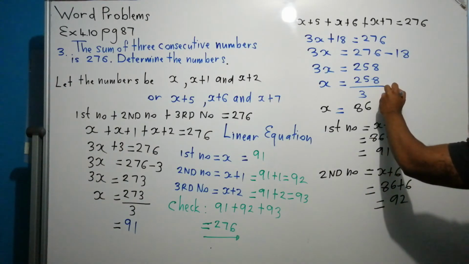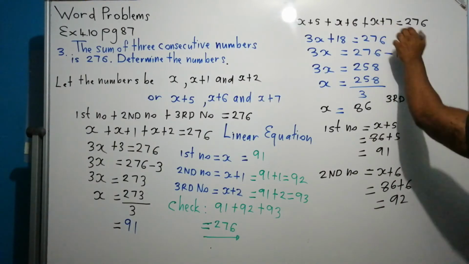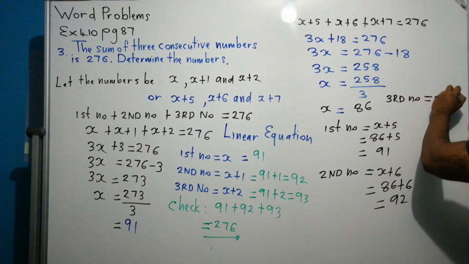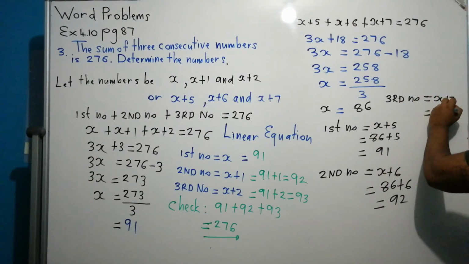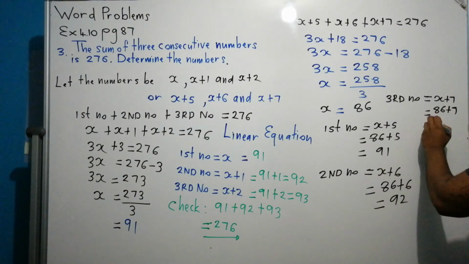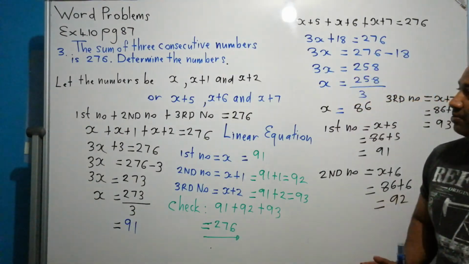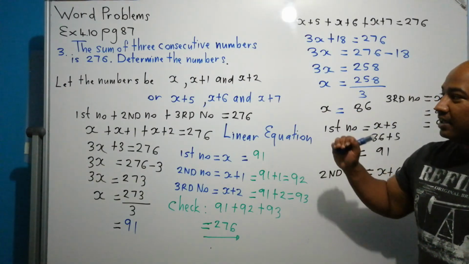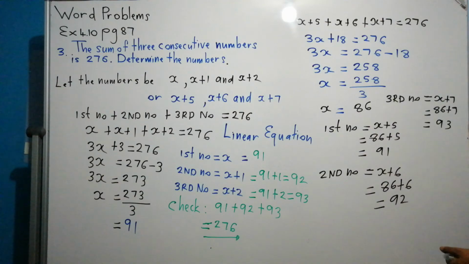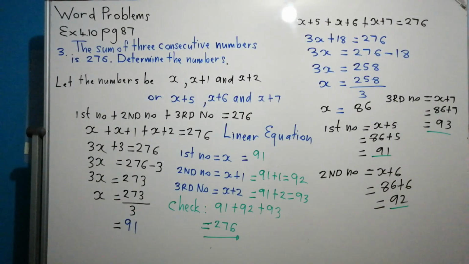And then the third number, here we define the third number as x plus 7. So my x was 86 plus 7, which is equal to 93. So you can see it doesn't matter which way you do it, you must come to the same answer as long as you define what you have in the beginning clearly. So that was 91, 92, and 93. That is our number problem.